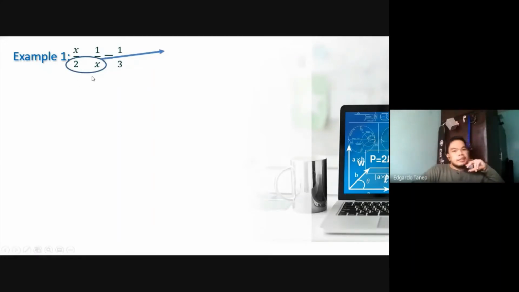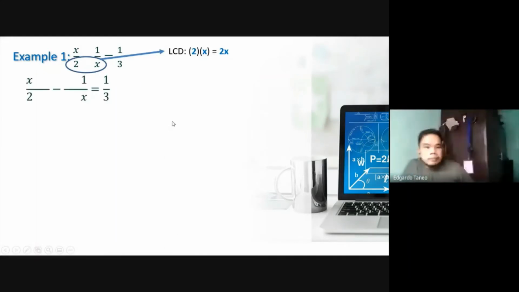Okay, so very good. The LCD is 2x. We have 2 times x, or 2x. Very good. Okay, so now, nakikita niyo naman to, di ba, class? So ang gagawin natin dito, ang goal natin dito is to make the denominators the LCD. Gagawin natin maging LCD itong denominators.